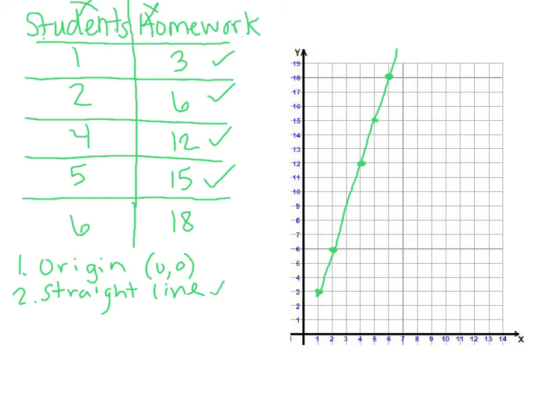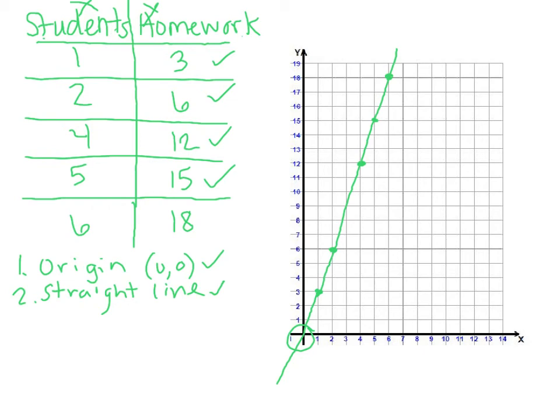So I'm going to check that number 2 off. It is a straight line. And then let's continue it on to see if it will go through 0, 0. 0, 0 is right here. It does go through 0, 0. So this is a proportional graph.